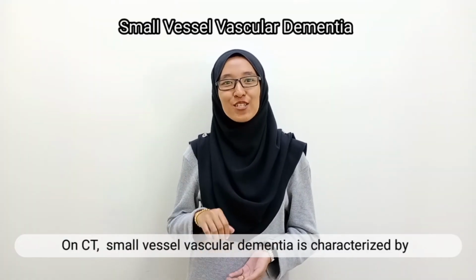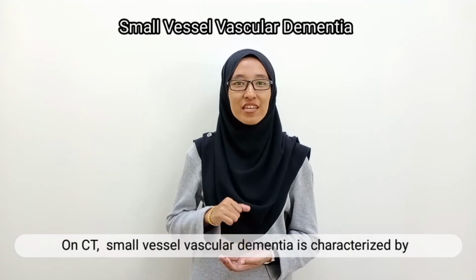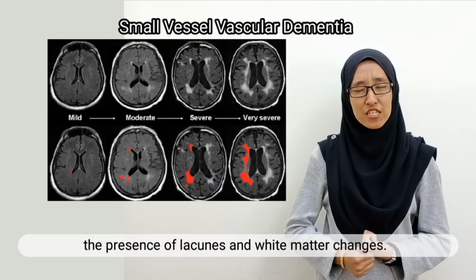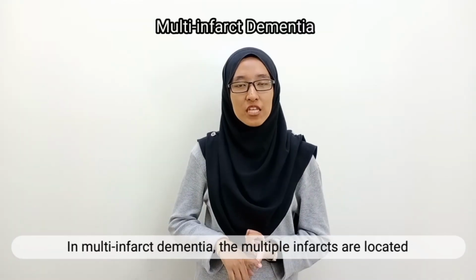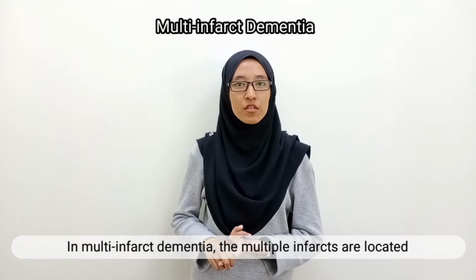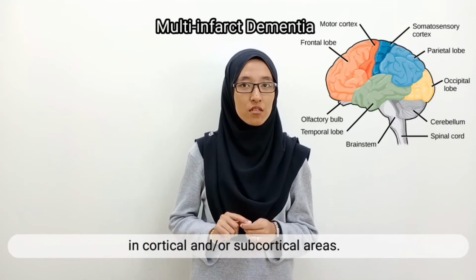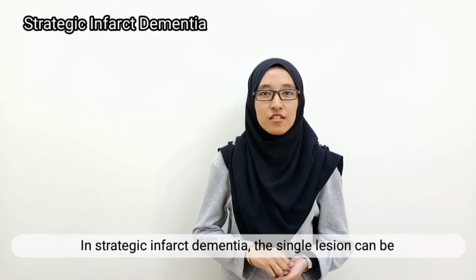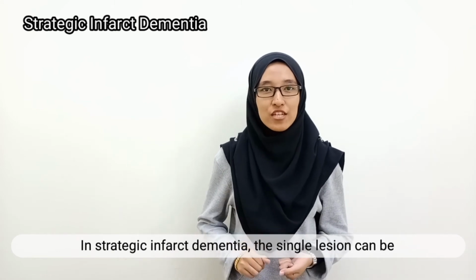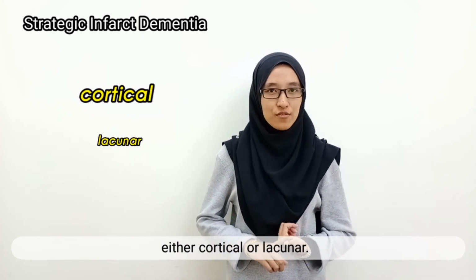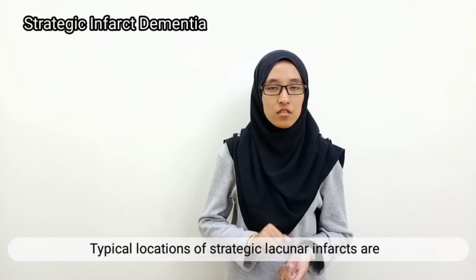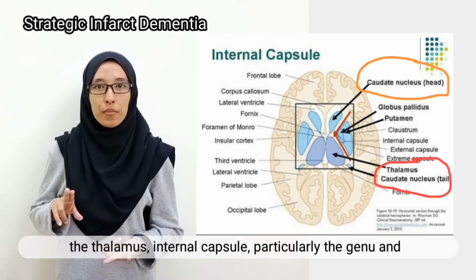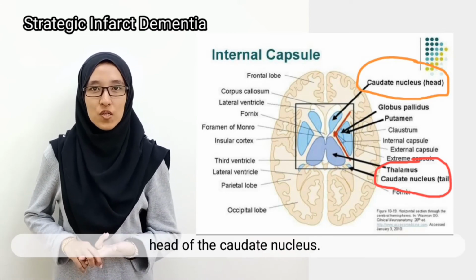On CT, small vessel vascular dementia is characterized by the presence of lacunes and white matter changes. In multi-infarct dementia, the multiple infarcts are located in cortical and/or subcortical areas. In strategic infarct dementia, the single lesion can be either cortical or lacunar. Typical locations of strategic lacunar infarcts are the thalamus, internal capsule, particularly the genu, and head of the caudate nucleus.